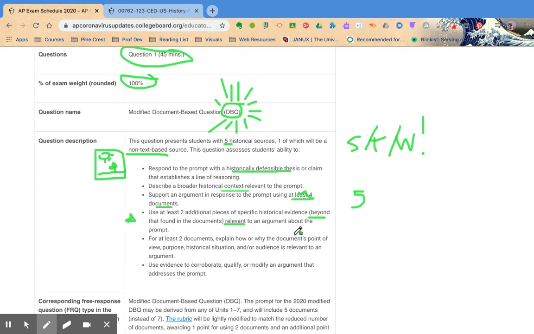For at least 2 documents, explain how or why the point of view or purpose, right? This is your sourcing. So we got 2 of these for beyond, and we got 2 of these for sourcing. All that sourcing work I've had you guys do over the course of the year is going to play a great role in your success here. But you don't have to do it for 3. You only have to do it for 2 of them. So that's helpful. That will help you streamline your process a little bit and maybe fit within that 45-minute window. And obviously, you have to use the evidence to support your argument, and that's pretty much a given.